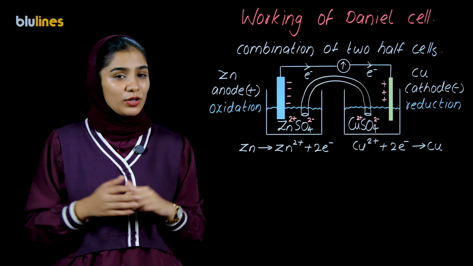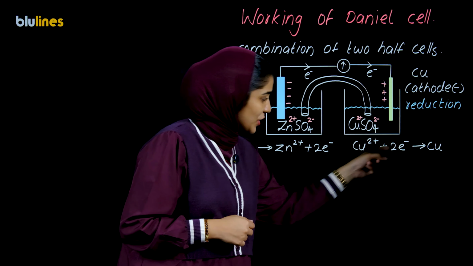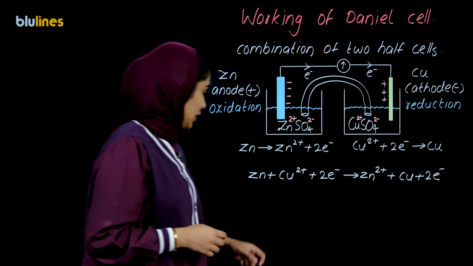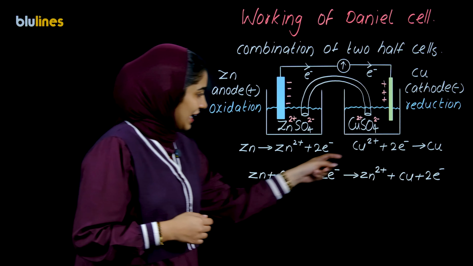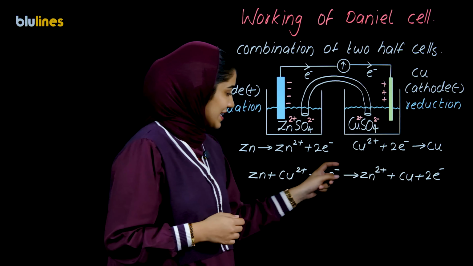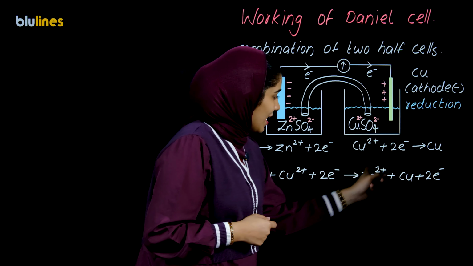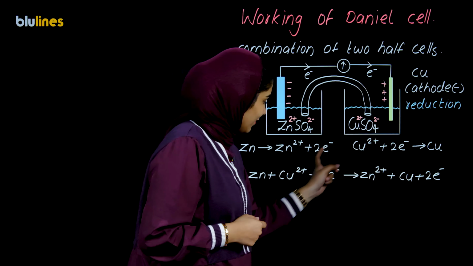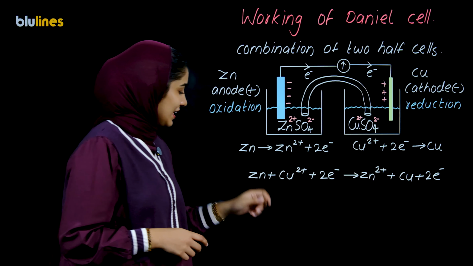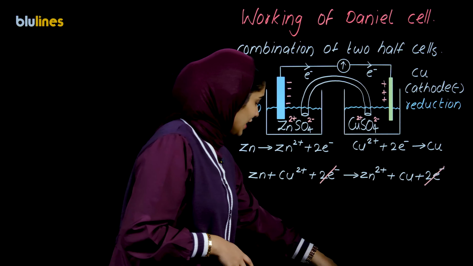Now the overall equation. This is the equation of the oxidation half cell and this is the equation of the reduction half cell. Let's consider the overall equation. Here Zn and here Cu2+ plus 2 electrons. So this is the left hand side and all of this gives Zn2+ plus Cu and here there are 2 electrons. So this is the overall equation, and in this equation the 2 electrons get cancelled.